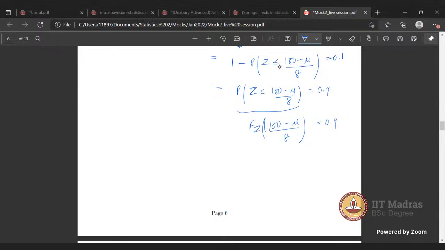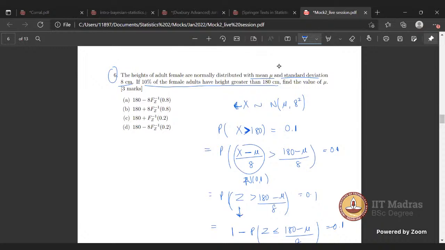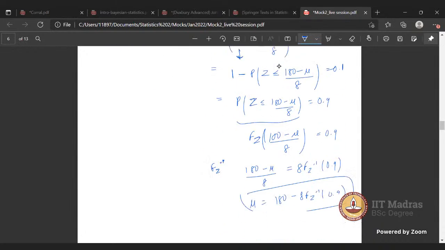So if I multiply this F_Z inverse on both sides, what will I get? F_Z inverse times F_Z is going to be just (180 minus mu) by 8 equals F_Z inverse of 0.9, and this will go to the other side, and your mu will become 180 minus 8 times F_Z inverse of 0.9. So this is the final answer, right? It's not in the options.